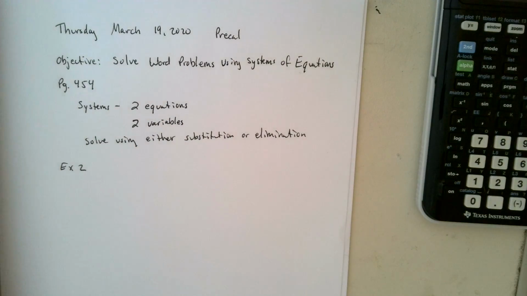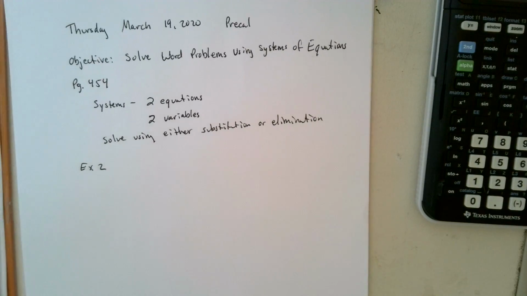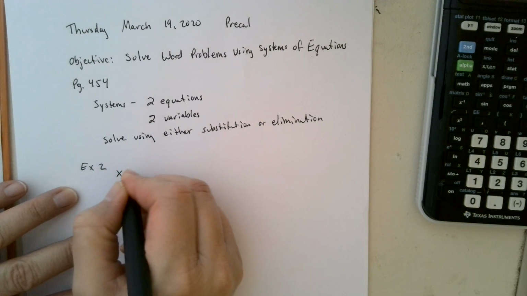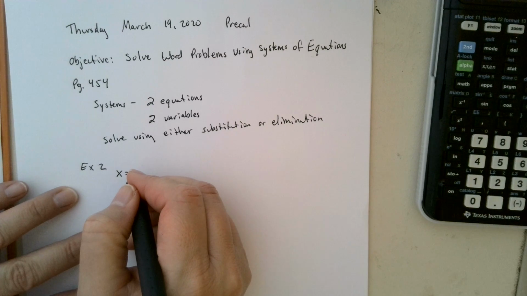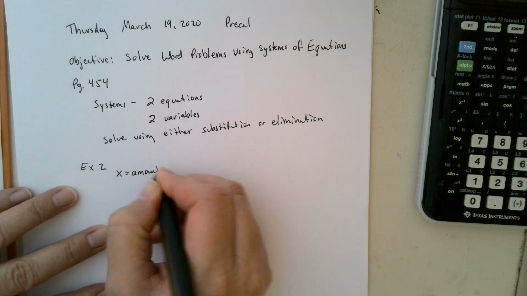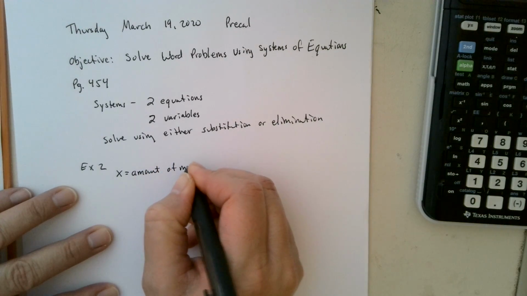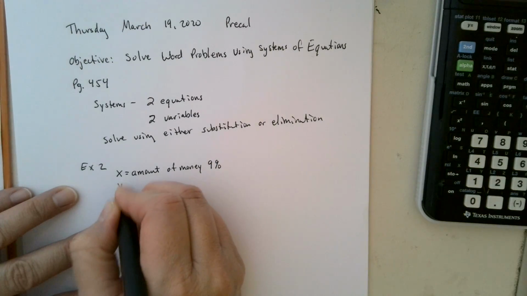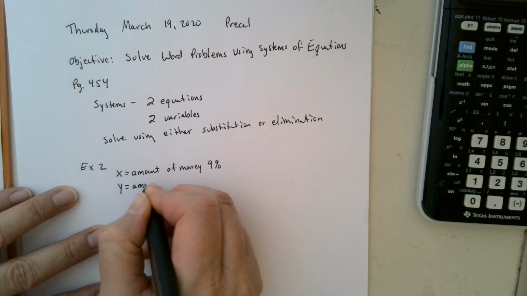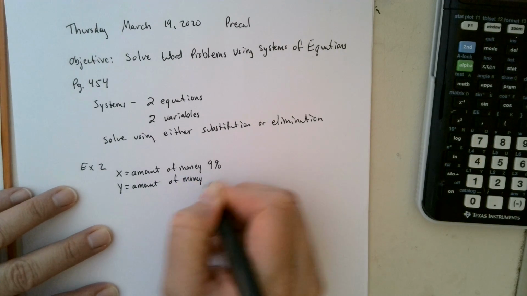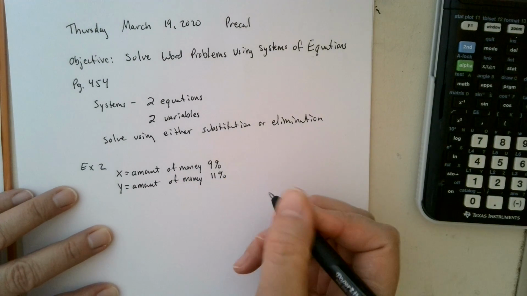So the first thing that I like to do when I'm working on these problems is kind of assign my variables. So it says that we have two different rates of interest, and so I'm going to let X be the amount of money invested at 9%, and Y will be the amount of money invested at 11%.